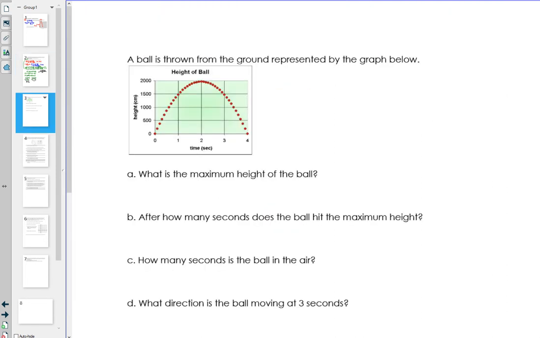Okay, let's do this next one. The nice thing about this one is they already give you the graph. You don't have to graph it yourself.